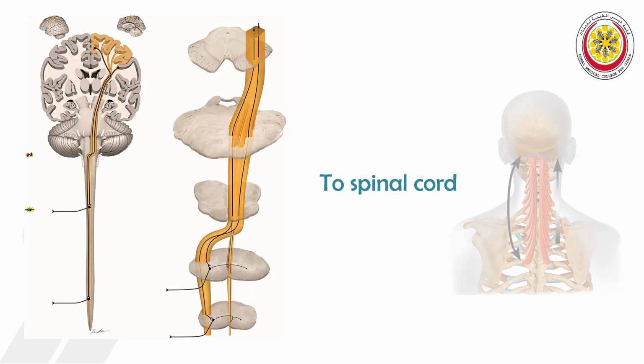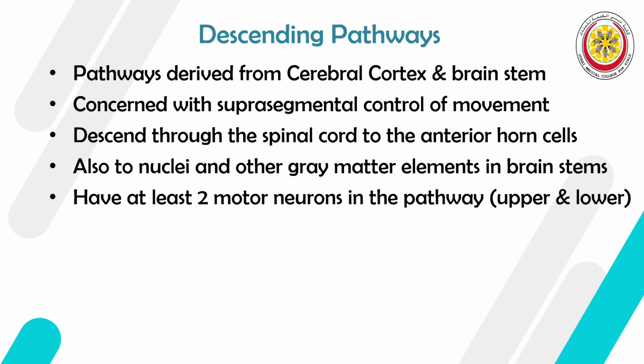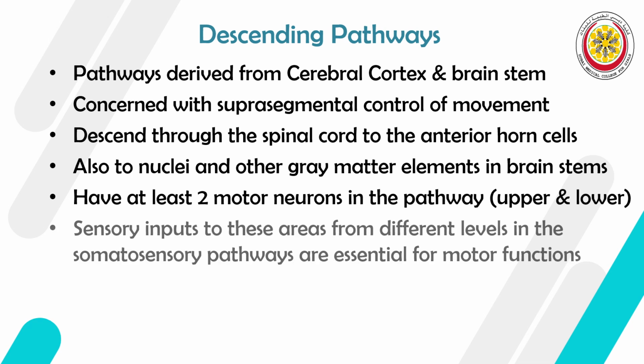Now, they go to the spinal cord. This is the major one, the corticospinal tract. Later on, we will discuss them in detail, but they are the lateral and the anterior. And some of them end in the brain stem: midbrain, pons, and medulla. So anterior horn nuclei, gray matter, and other elements.